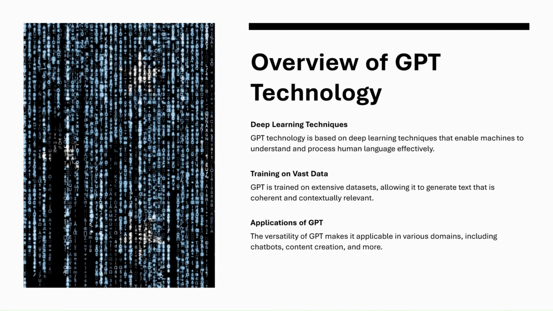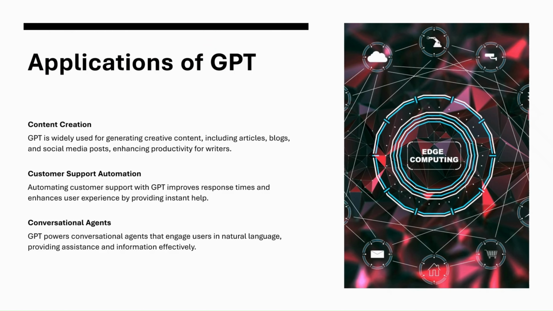GPT technology uses deep learning to understand and create text. It learns from large amounts of data and gives you smart, relevant answers based on the prompt which we provide. GPT has many use cases like writing content, helping customers through chat, and building chatbots, because it is so flexible and can be used in many different areas.